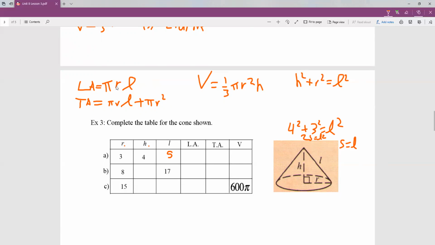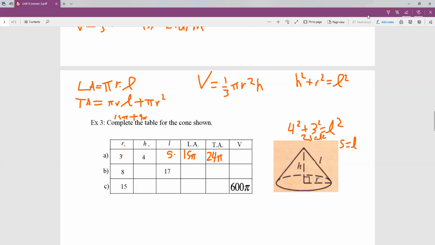Cool. So lateral area, we just got to take our R, plug it in for R, our L, plug it in for L. So 3 times 5 is 15. So it's just going to be 15 pi. Cool. Now we're just going to fill this one out. So next we got total area. So we found the lateral area was 15 pi. So take just 15 pi here. Plus pi r squared. R is 3, so 3 squared, 9, so 9 pi. 15 plus 9 is going to give me, what, 24. So 24 pi.